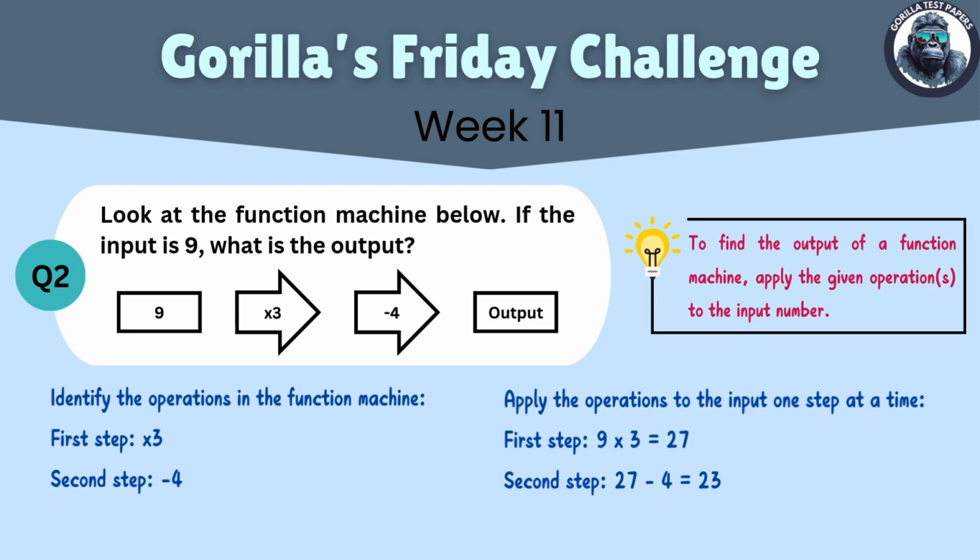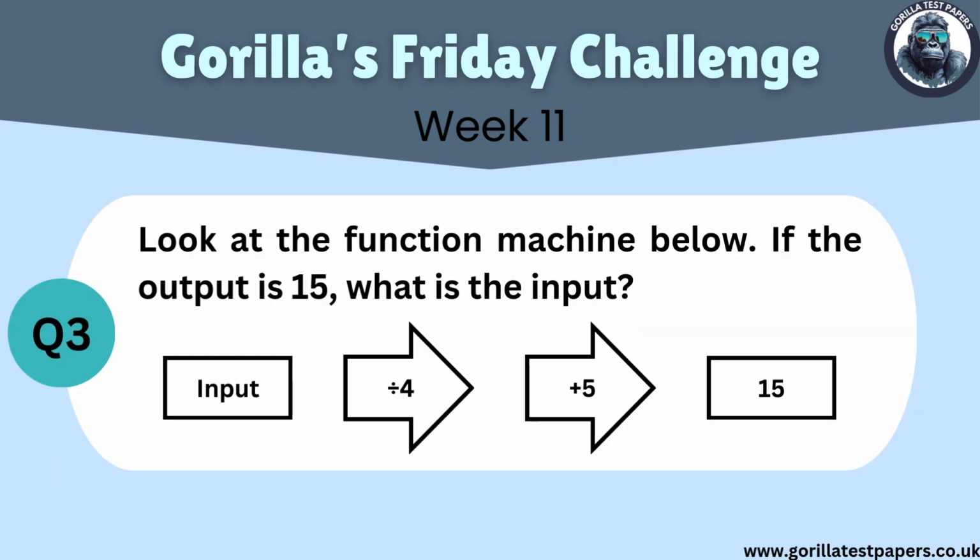So therefore, the output of the function machine is 23. This is the answer for this question. This is the next question of the week. The question asks, look at the function machine below. If the output is 15, what is the input?